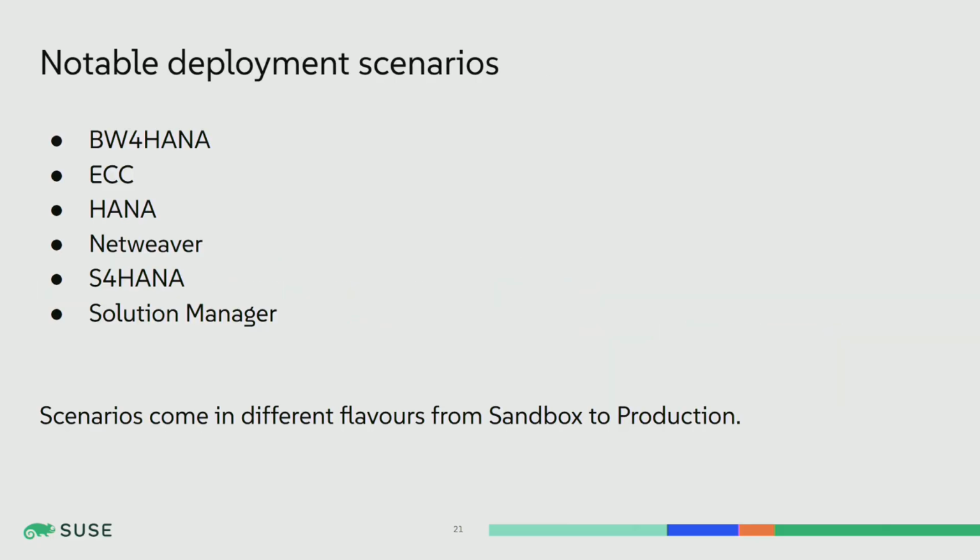We have, of course, as I mentioned, different use cases, and they are all in different scenarios. So the notable ones are, of course, BW for HANA, ECC, HANA, NetWeaver, S4 HANA, Solution Manager. If you look at HANA, it comes in different flavors, from Sandbox, Standard System, HA. S4 HANA comes with Sandbox, Distributed System. So there are different variations, and they all differ on what is entered as the input for the given system, like how it's going to look at the end. But the playbooks themselves have only small variations, for example, existence of HA execution for HA system.